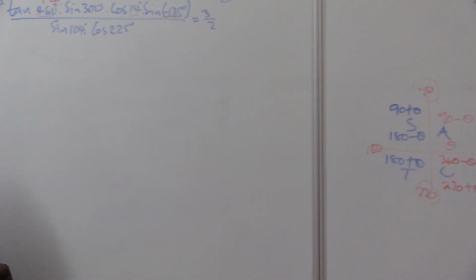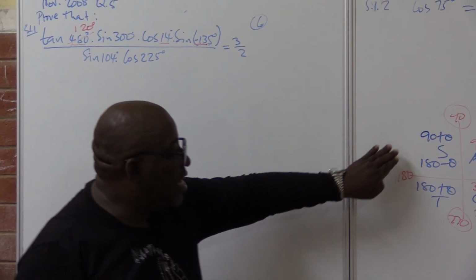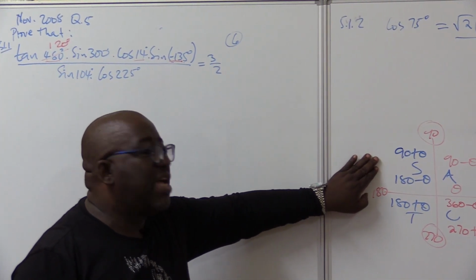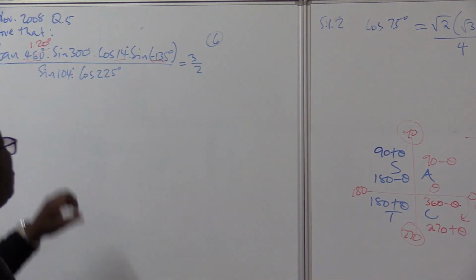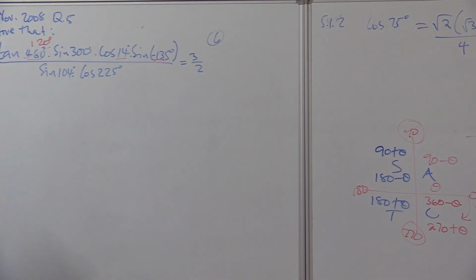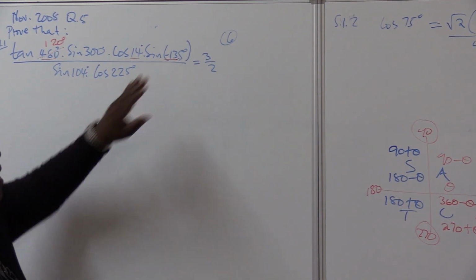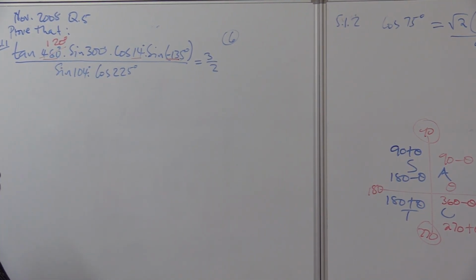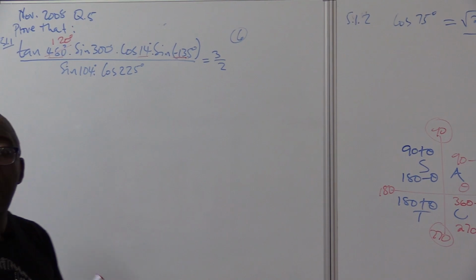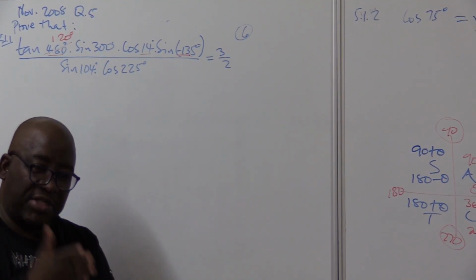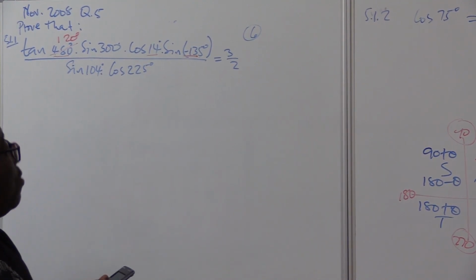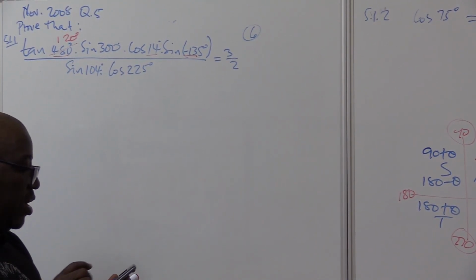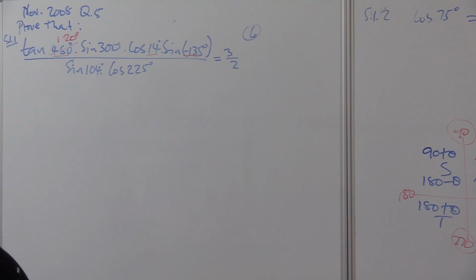Now I know which quadrant 120 is. 120 is here in the second quadrant. And I can refer to this as 180 minus or 90 plus, the second quadrant. Now I know exactly the quadrant. Another problem here is this minus 135. How can I make this a positive angle? Whenever you see a negative angle, just add 360 to it. If you add 360 to minus 135, it will be 225.